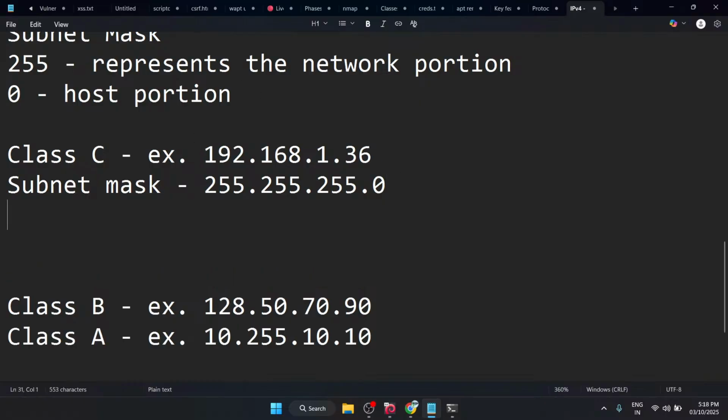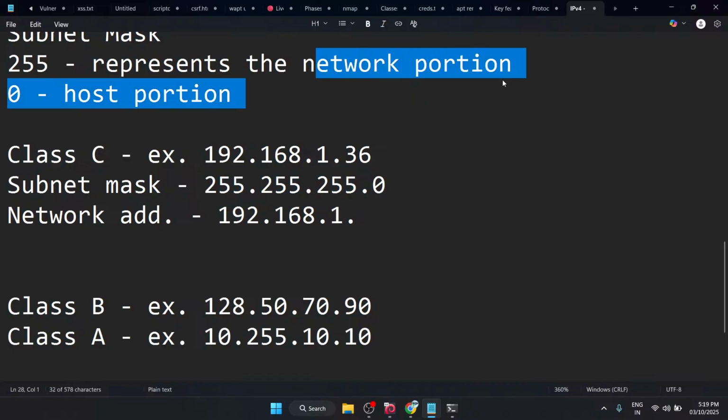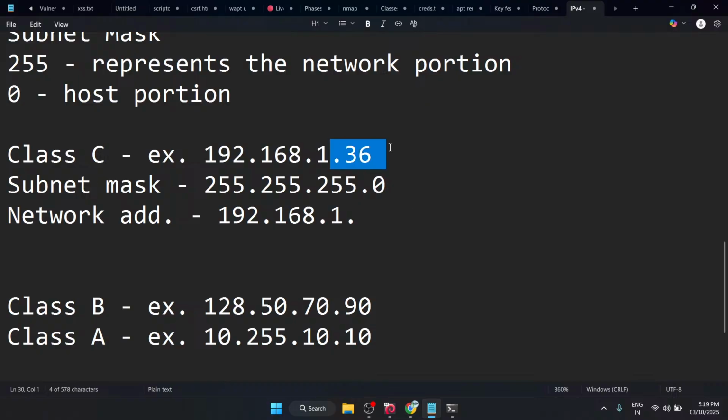So I'm gonna find out the network address of this particular IP. How do we do that? We need the subnet mask for that. It says that this is the network portion. Means of this IP, we are gonna keep these 3 octets as it is. In the network address, these 3 octets will stay as it is because in the subnet mask, these 3 octets have got 255, which basically represents your network portion. Now, what about the last octet? On the last octet, it's gonna be 0 because it represents the host portion.